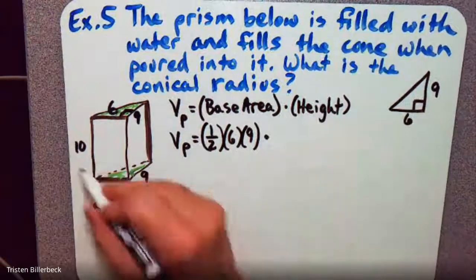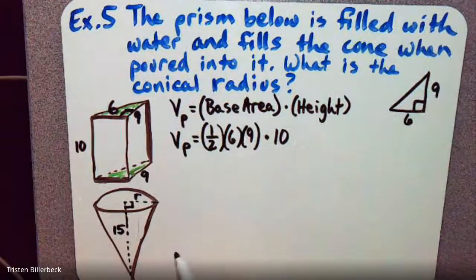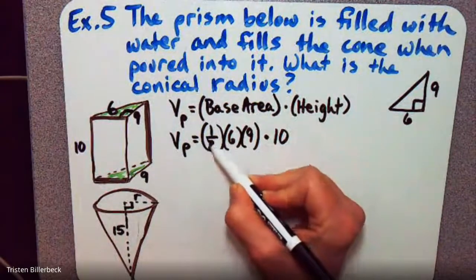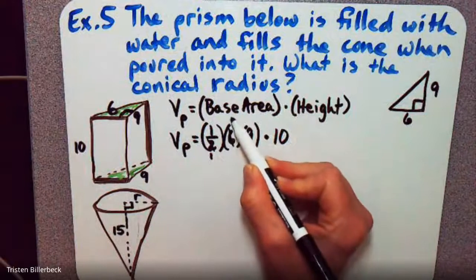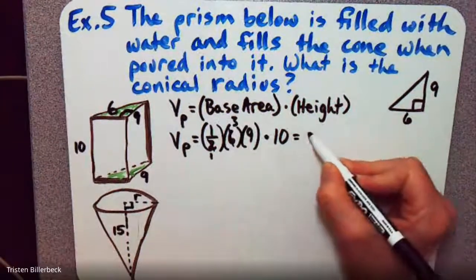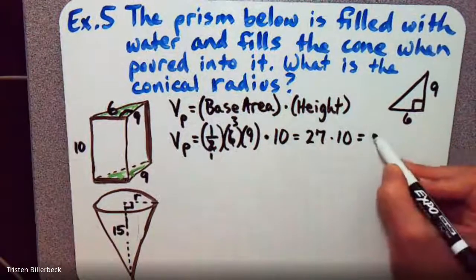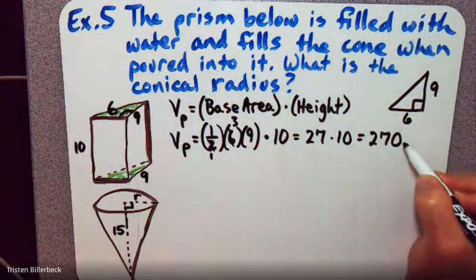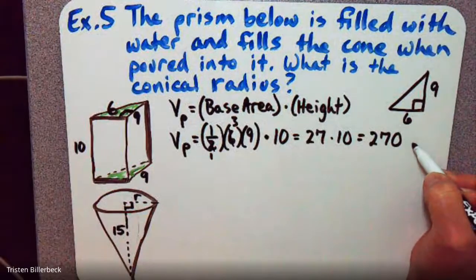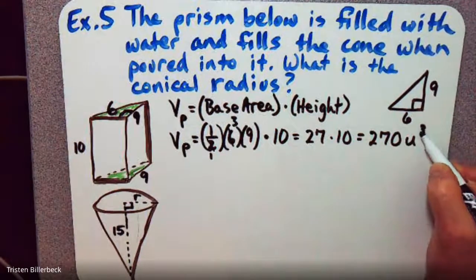Okay, so the height happens to be 10, so that's going to make it nice and easy for calculating. So 1/2 of 6, if we take a 2 out of 6, we have 3. 3 times 9 is 27 times 10, which gives us 270. And do we have units? No, we do not have units, so this is volume, so units cubed.